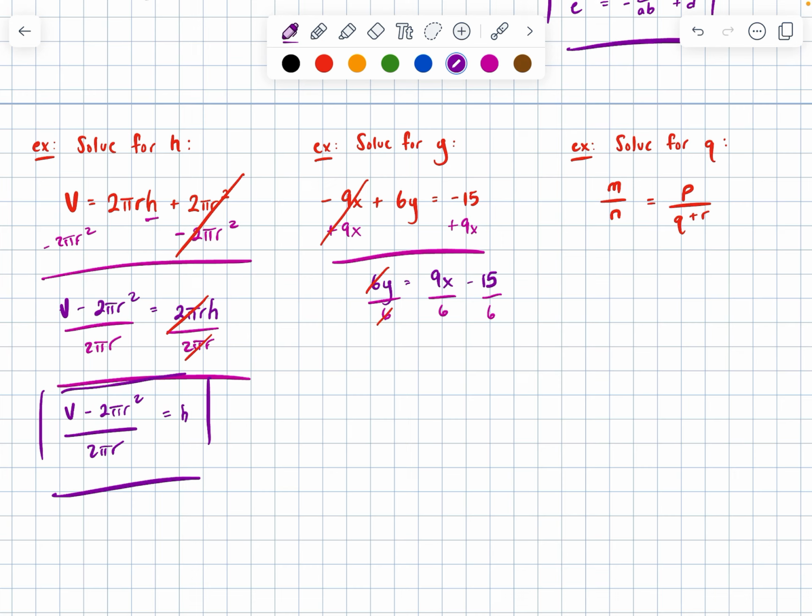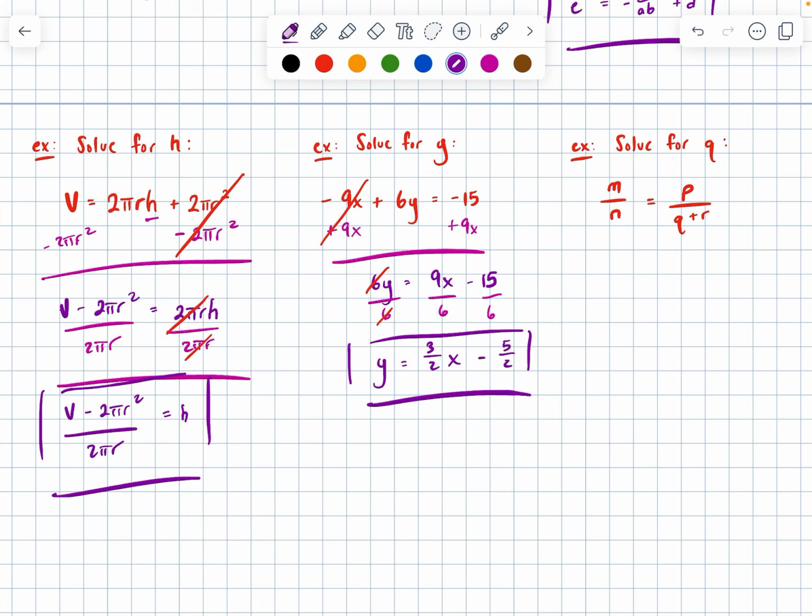Well, 6 divided by 6 just leaves me with my y. 9x over 6, well, I can do 9 divided by 6. That's 3 halves if I simplify my fraction. And then 15 over 6, well, if I simplify my fraction, that is 5 halves. So y equals 3 halves x minus 5 halves.